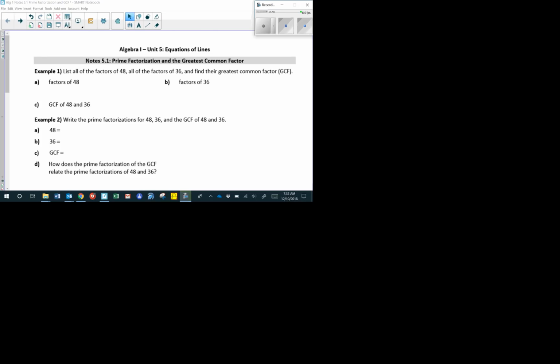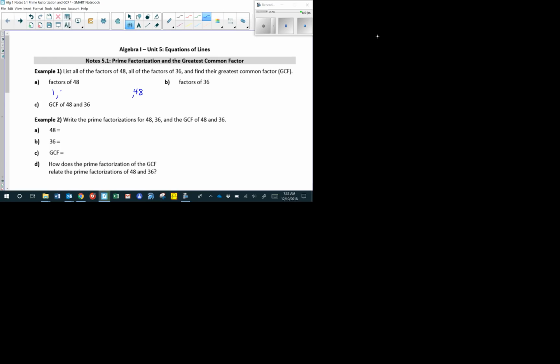Today we're going to talk about prime factorization and the greatest common factor with regard to polynomials. So let's remember what we know about prime factorization and factors of numbers. For instance, we can list the factors of 48. The easiest way to do these is in pairs, 1 and 48.